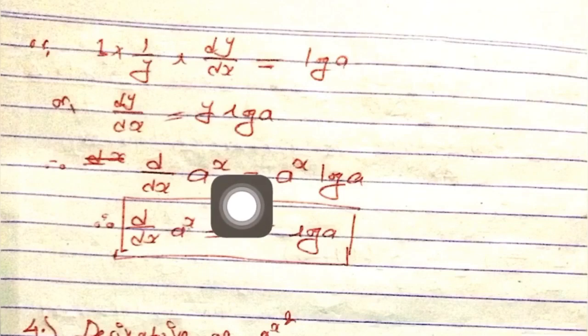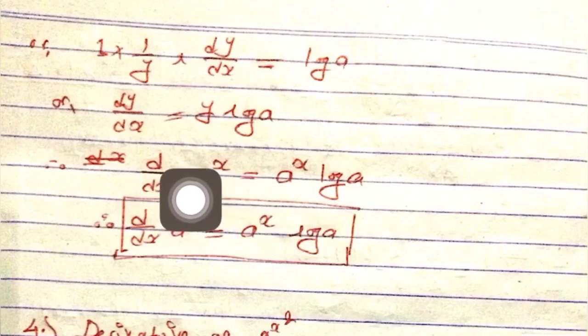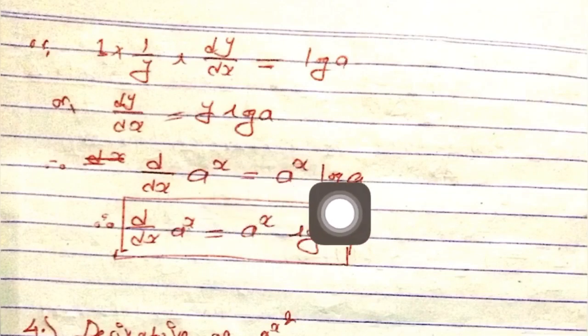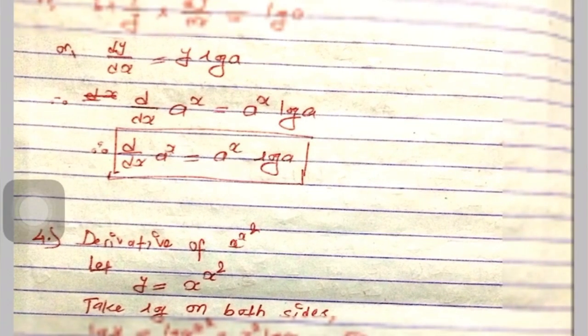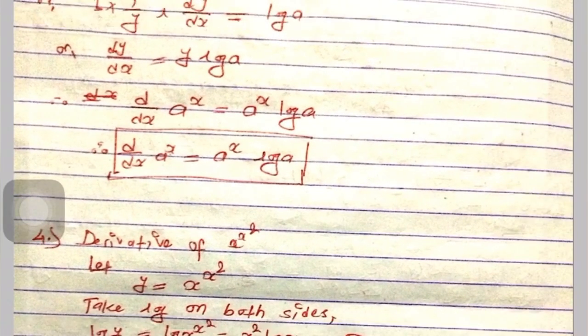So y is a^x, so d/dx of a^x is equal to a^x times log a. You can see there the derivative of a^x with respect to x is equal to a to the power x times log a. This is the derivative of a^x with respect to x. In this way you can find out the derivative of a^x as well.